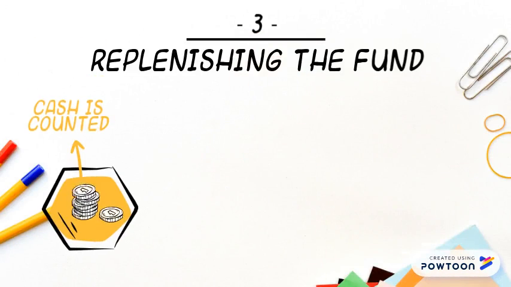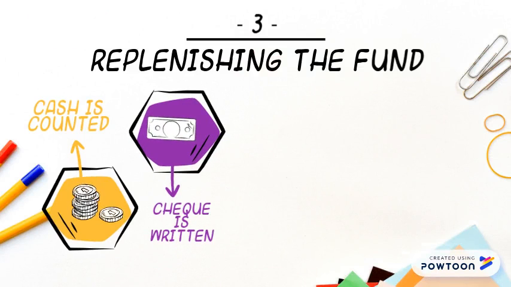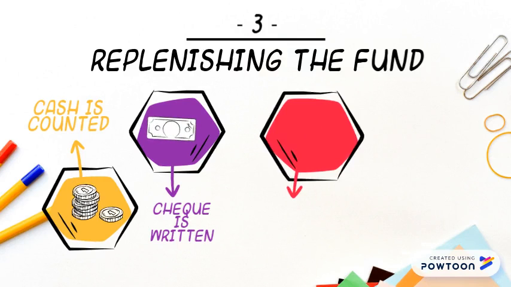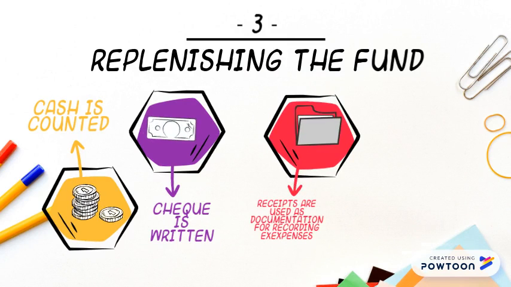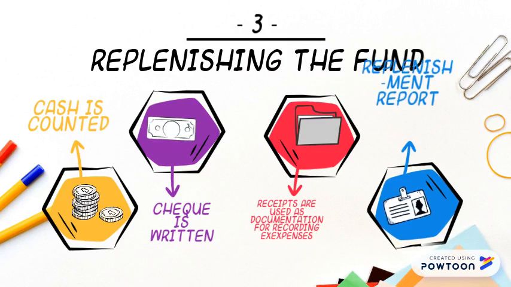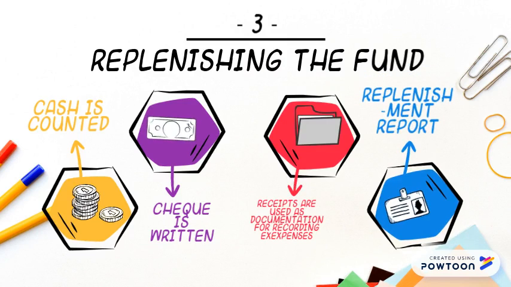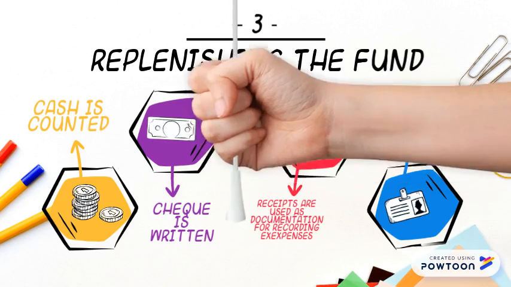Finally, a business will need to replenish the fund. A business will need to count the cash that is remaining. Then a check is written to bring the cash back to its original amount. The receipts are then used as documentation for recording expenses. This is all summarized in the replenishment report.